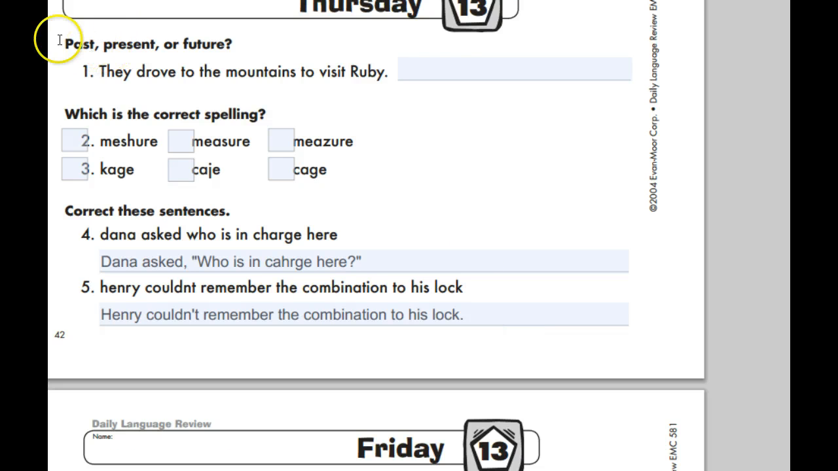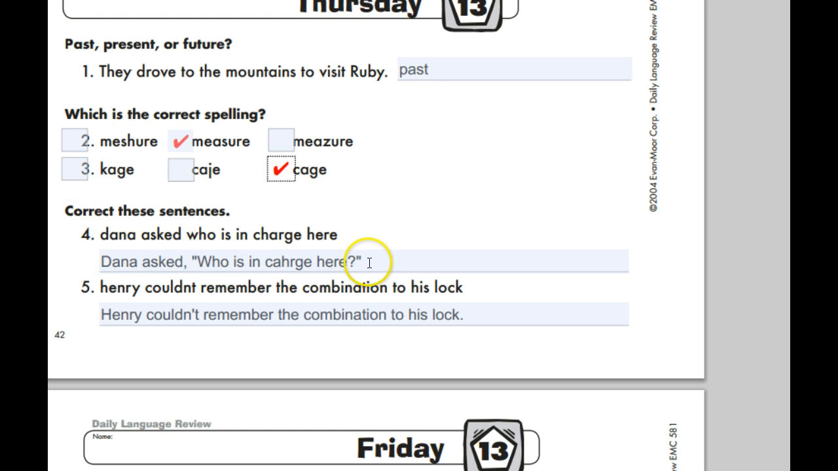Past, present, or future. Okay, this should be getting easier. We have been learning about these. They drove to the mountains to visit Ruby. Drove is the past tense of a verb. Which is the correct spelling? That would be it, and that would be it.